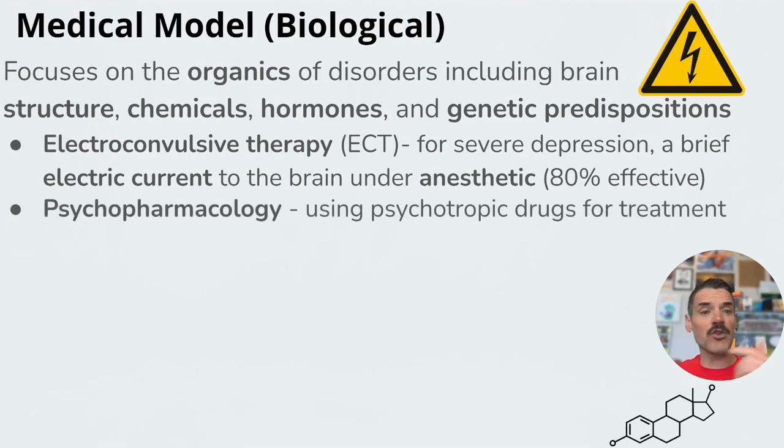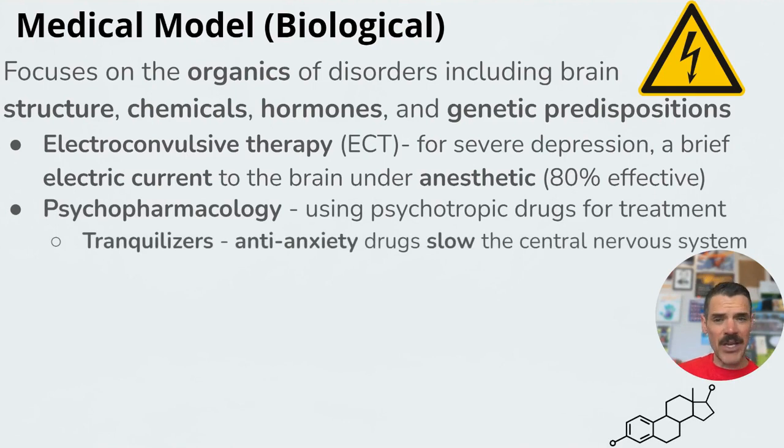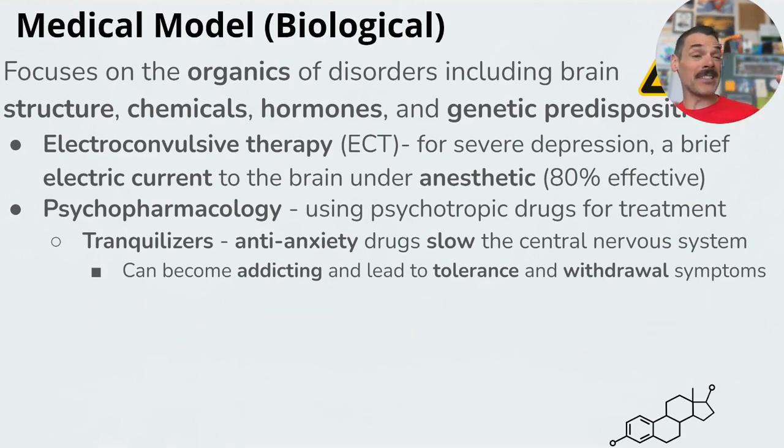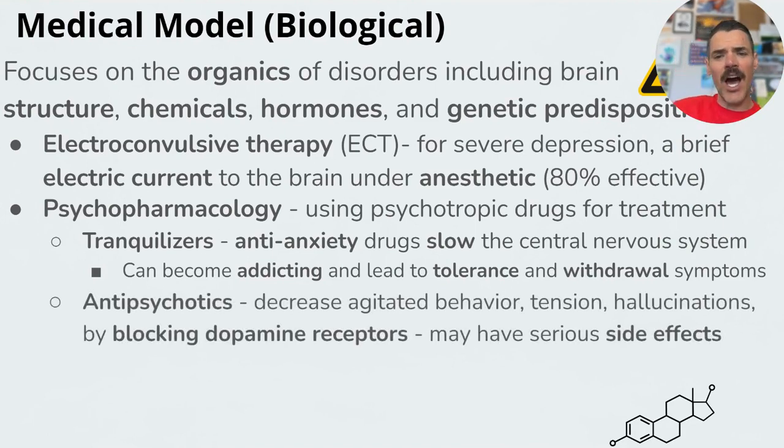Psychopharmacology, this is using psychotropic drugs for treatment. Let me give you a couple examples. So we have tranquilizers. Those are anti-anxiety drugs. They slow down the nervous system. They reduce anxiety. These can become addicting, lead to other issues like tolerance and withdrawal symptoms. So some tough side effects. Antipsychotic drugs, these decrease agitated behavior, maybe hallucinations. They block dopamine receptors in the brain, but they can have serious side effects. So if you think back to schizophrenia, there's the dopamine hypothesis. There's too much dopamine. This reduces that and also reduces some of those symptoms as well.